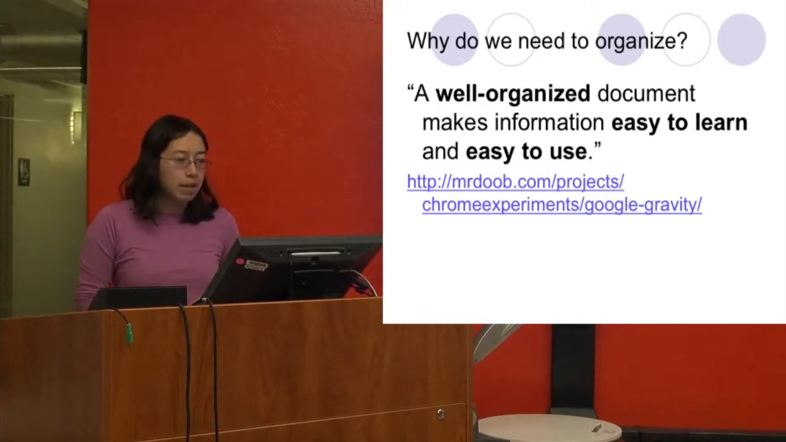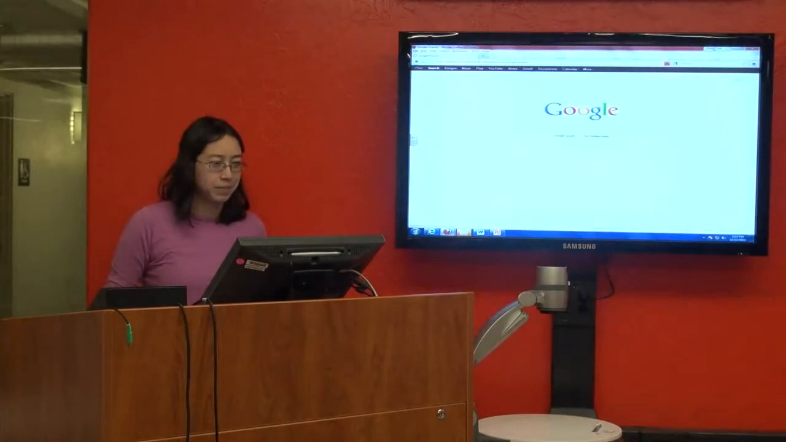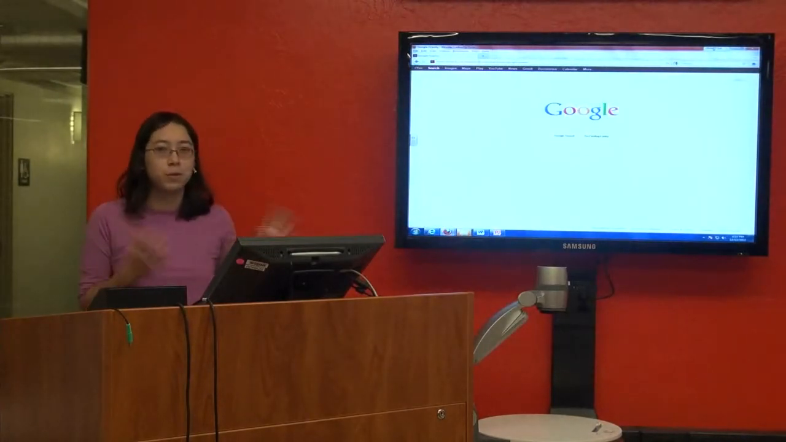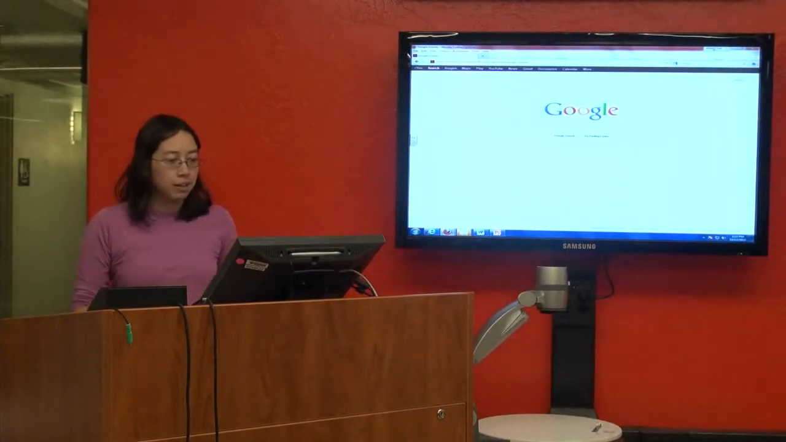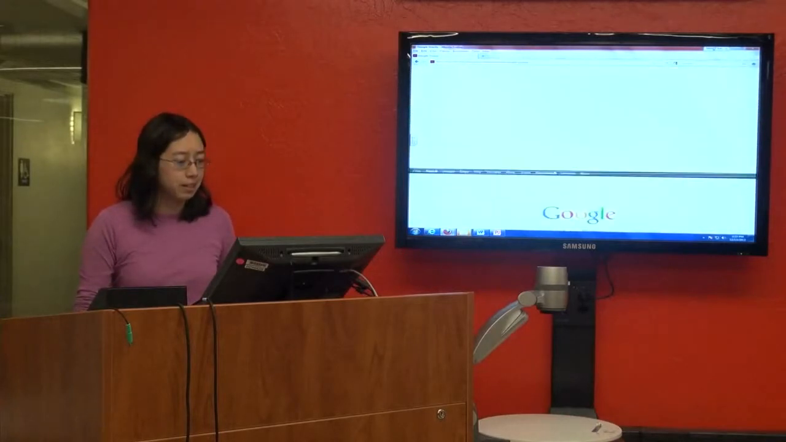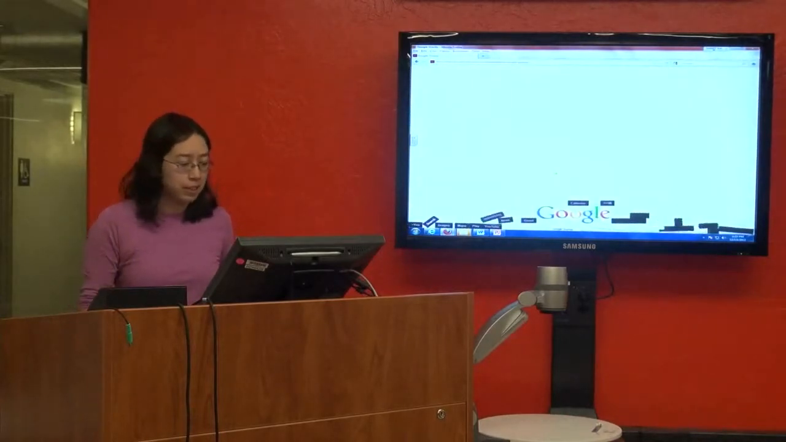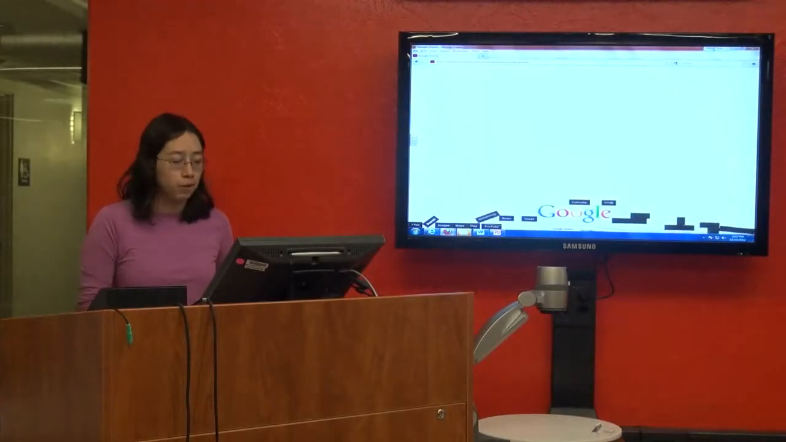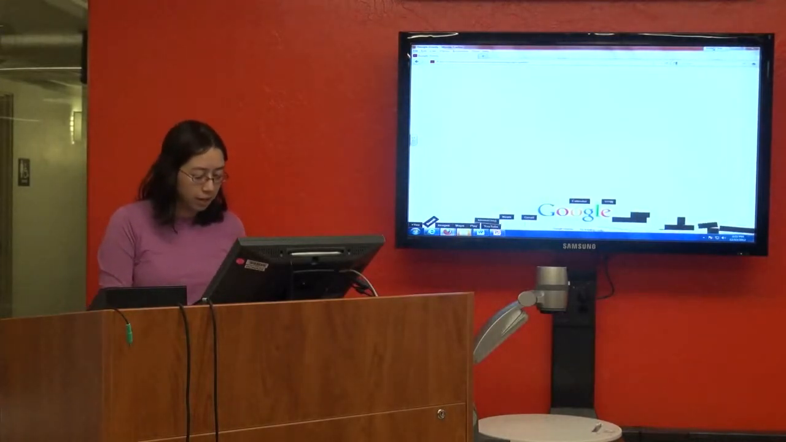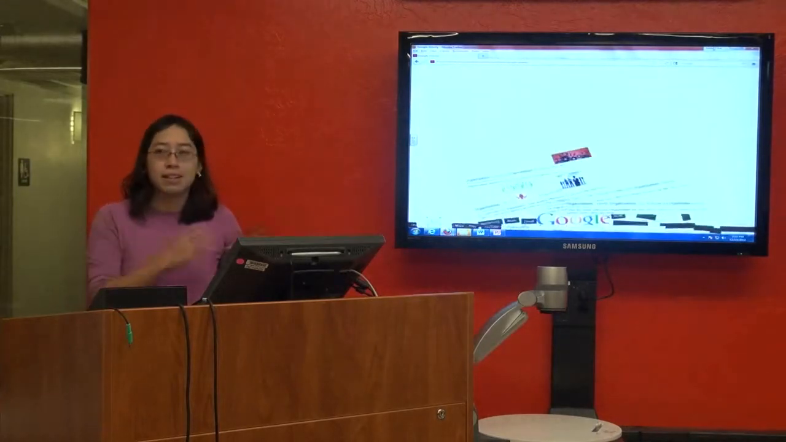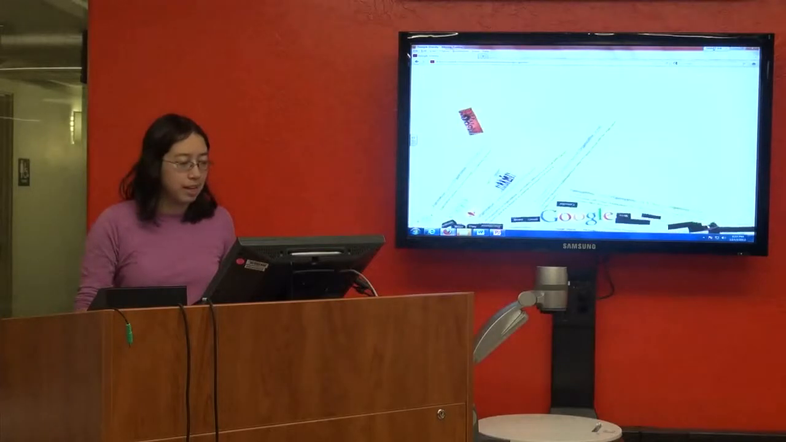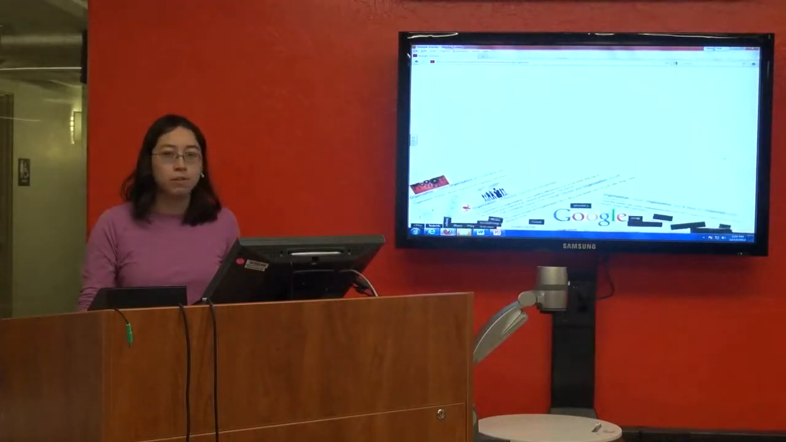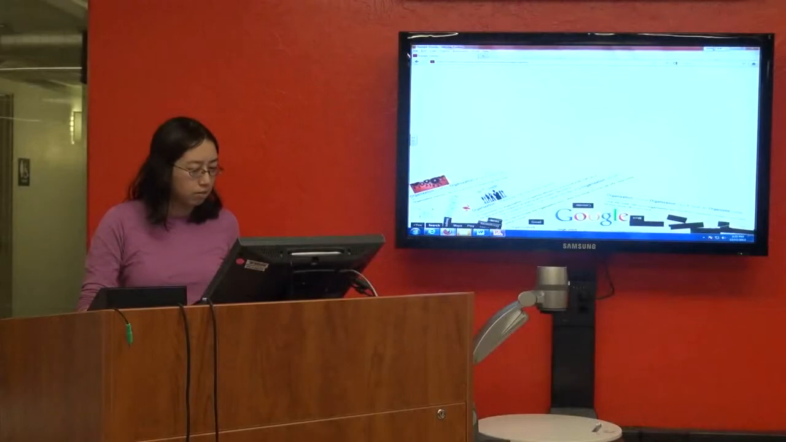A well-organized document makes information easy to learn and easy to use. So here is an example. Here's why we need organization. You have Google, a nice, simple design, but what happens when there's no organization, when there's no architecture? Another metaphor is a skeleton. And if we try to look for something and it just comes at us all over the place, it's difficult to find information and use this information.